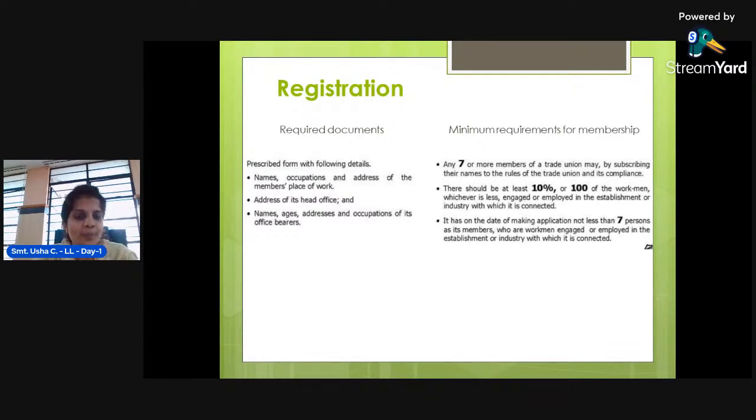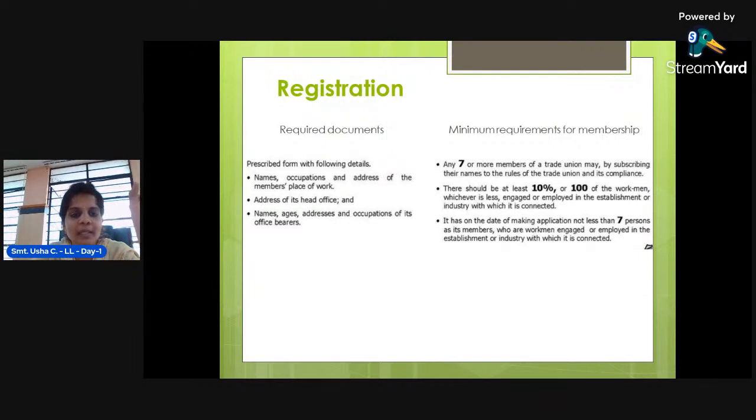What details do they have to specify? The names, occupation, and address of the members, the place of work, where they are working, the address of the registered office, and the name, age, address, and occupation of the office bearers. That is, the top positions in the trade union must be mentioned in the registration form, in the prescribed form provided by the government.